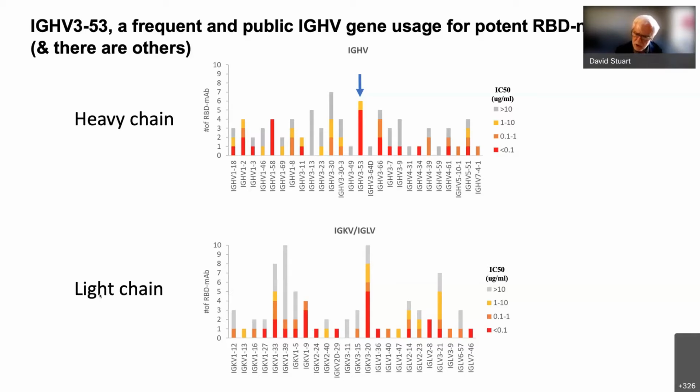And the blue arrow marks the 353 gene family, where nearly all of the antibodies, and a significant proportion of the total number of potent neutralizers, belong to this gene family. So this is then a public response. Most people will make antibodies that belong to this gene family that are potent neutralizers. This public usage of neutralizing antibodies has been seen in other diseases.